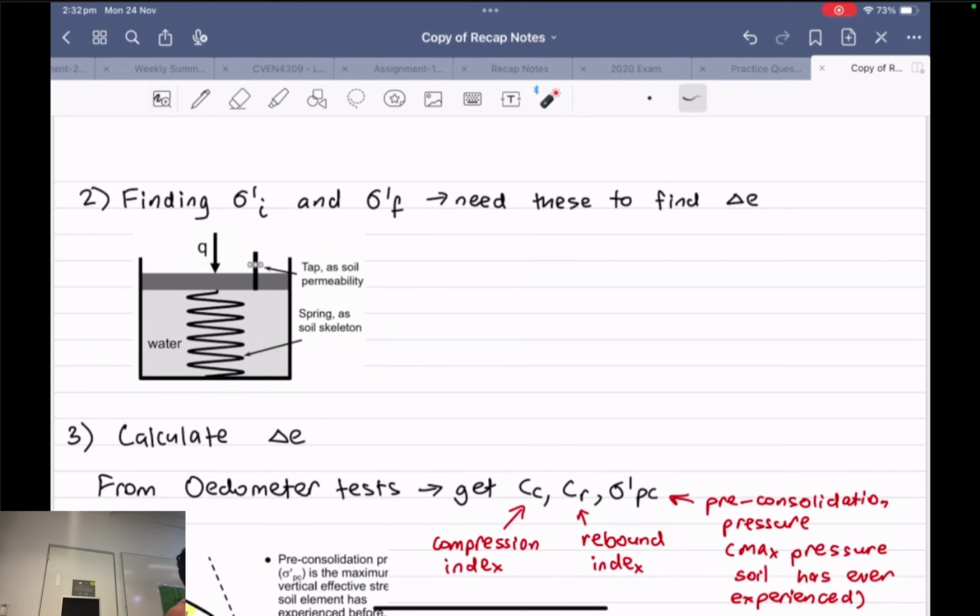And when the excess pore water pressure starts to dissipate, the load starts getting transferred from the water onto the soil. You can imagine it as the water flowing out of this tap at a certain rate, and as that water flows out, the pressure starts being shifted to the spring instead of the water. The effective stress initial is equal to the effective stress as soon as the load is applied, and the effective stress final is equal to the effective stress after all the pore water has dissipated. And what we use these for is to find delta E.